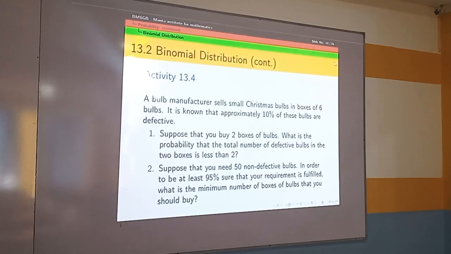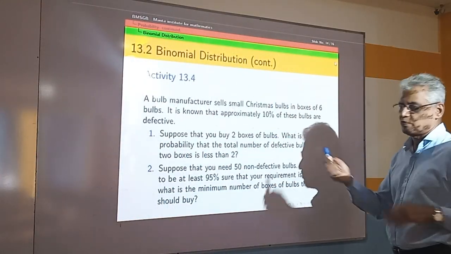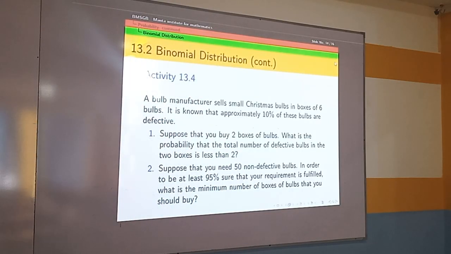The second one, you cannot do it manually. You need a bit of programming on a computer. Suppose you need 50 non-defective bulbs for your task. In order for me to be 95% sure that your requirement is fulfilled, what is the minimum number of boxes of bulbs that you have to buy? So for this, you have to assume that the number of boxes of bulbs that you have to buy is like some number n, right?